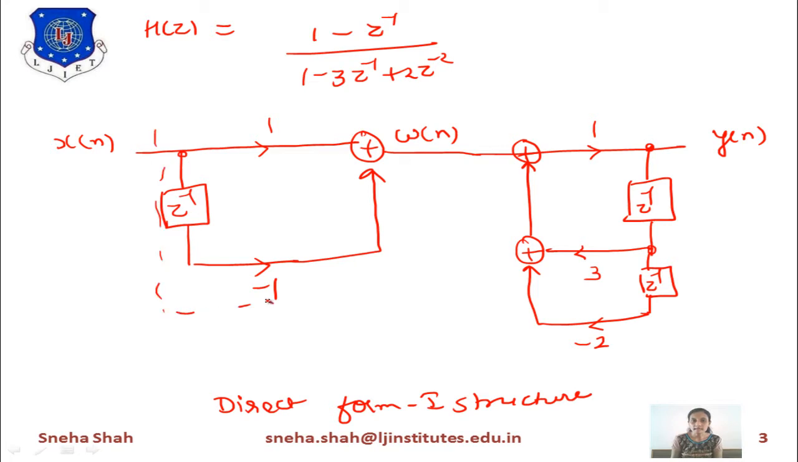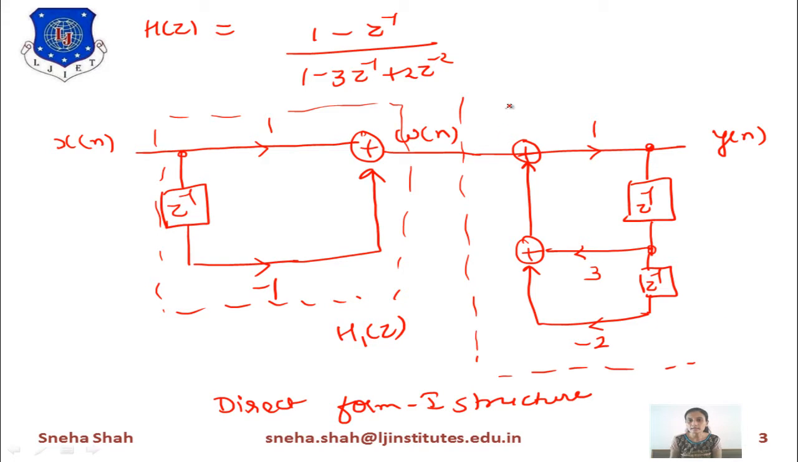In this we had taken this as the numerator part, which is the representation of h1 of z, and the other term is the denominator part, which is the representation of h2 of z. So we can draw the direct form 1 structure by using the shortcut method like this.